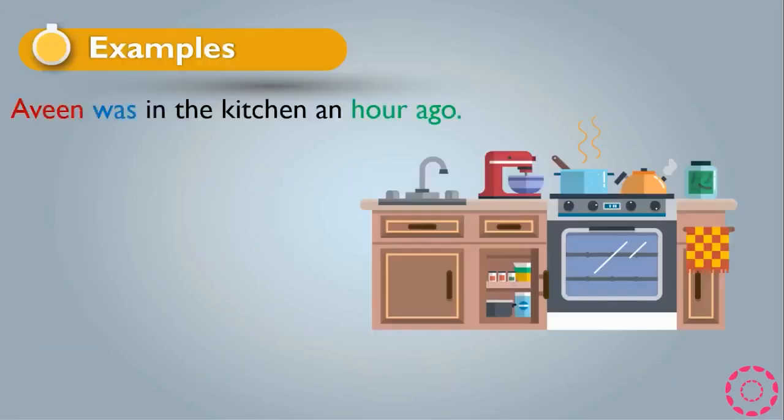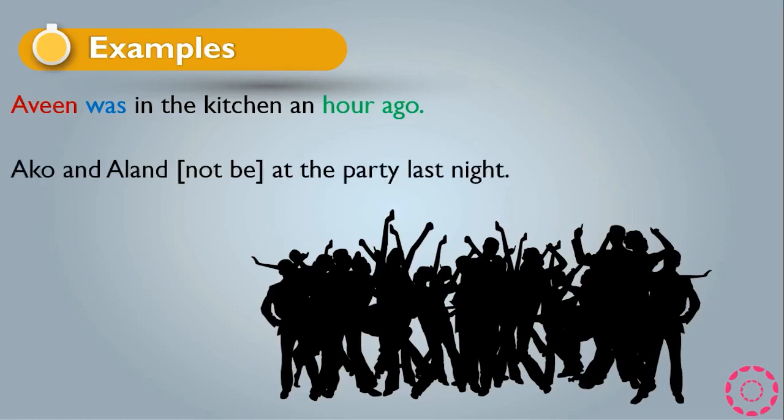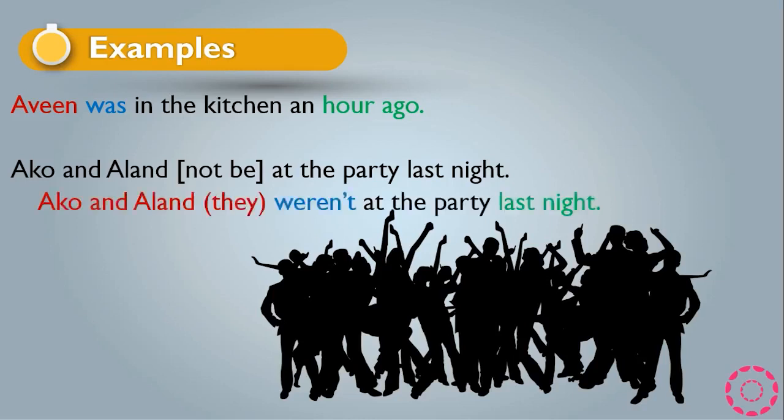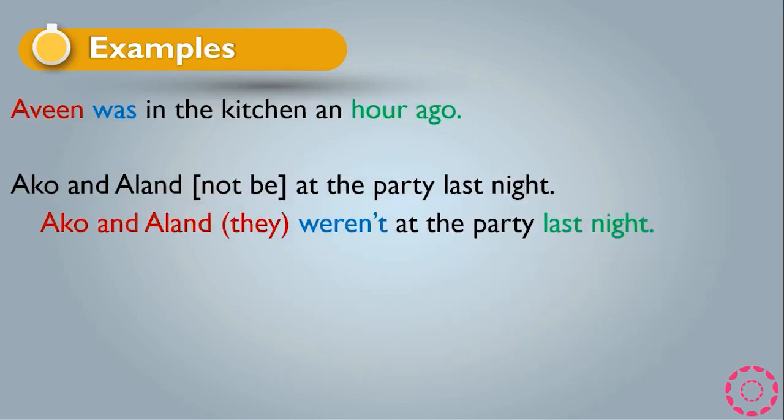Let's see an example. Avin was in the kitchen an hour ago. As you see, there is Avin, which is the subject, and after Avin there is was, and after that there is the complement, and we have an hour ago, which is a time expression that indicates the past simple. Another example: Ako and Alan at the party last night. It says use not be. When it says not be, it means use verb to be in the past in negative. So it became: Ako and Alan, or we can say they, weren't at the party last night. As you see, we also have last night, which indicates the past simple.